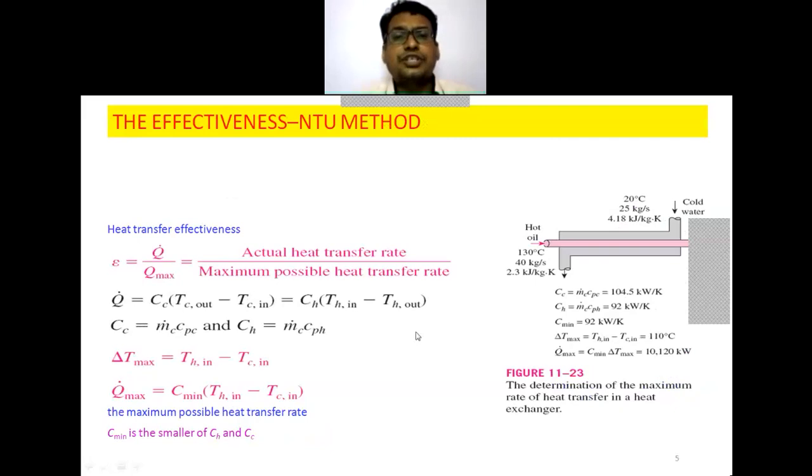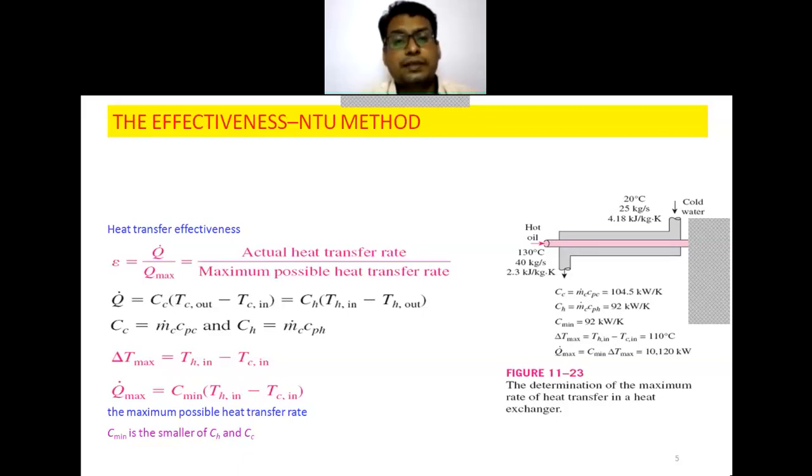The next is the effectiveness. Actually, what it means: the heat transfer effectiveness is defined as the actual heat transfer rate upon the maximum possible heat transfer rate. This is actually what is happening, how much heat is transferred, versus the maximum possible heat transfer rate.